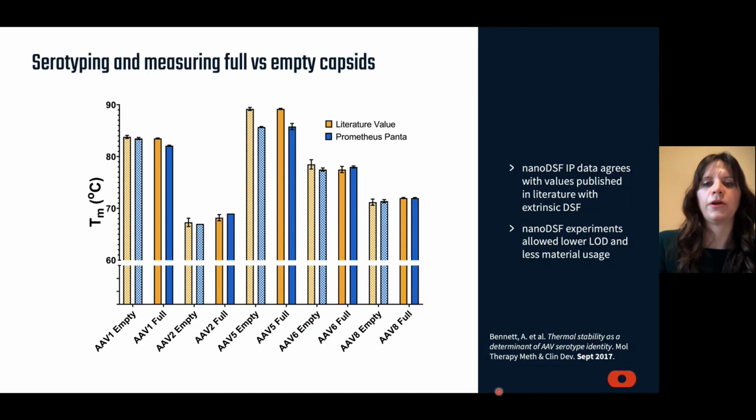So we began by comparing work done in our Prometheus Ponto against that done previously published in this paper. These melting temperatures were determined from the extrinsic fluorescence technique, using the SYPRO Orange. And then the values in blue represent the Prometheus Ponto. And the main take home here is just that the data that we're seeing from intrinsic DSF lines up very, very well with the literature value. And additionally, a benefit is that the Prometheus Ponto allowed a lower limit of detection and less material usage overall compared to what was previously published in the literature.